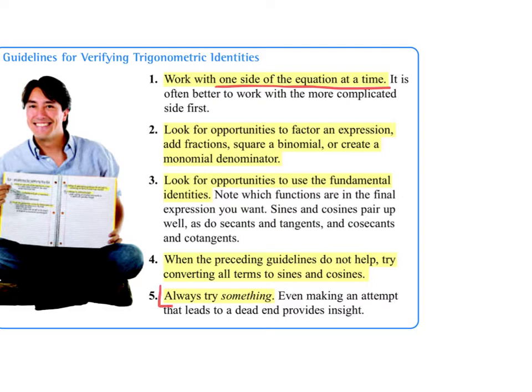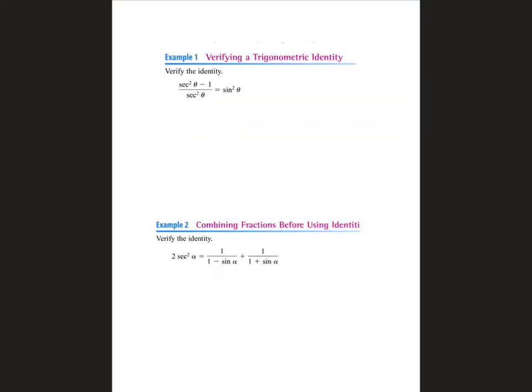Always try something. Super important here. If you look at it and you look completely lost, just attempt to try something. Whether it's change everything to sines and cosines first, or change them so they're not fractions. Because most of the time, if you attempt to do something, it can lead you somewhere where you may know what to do next. So always try something. So let's look at our first example.